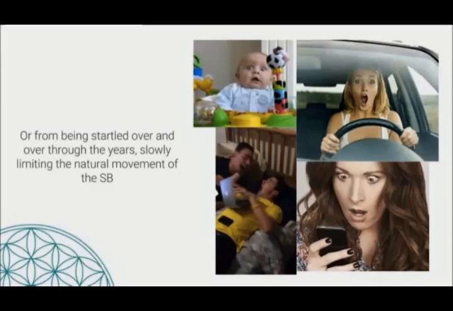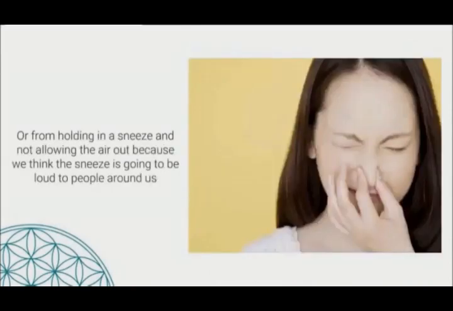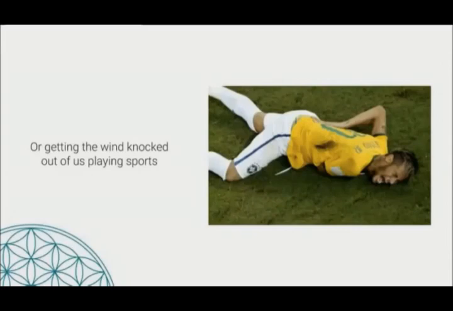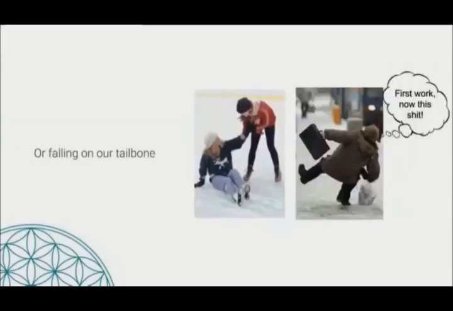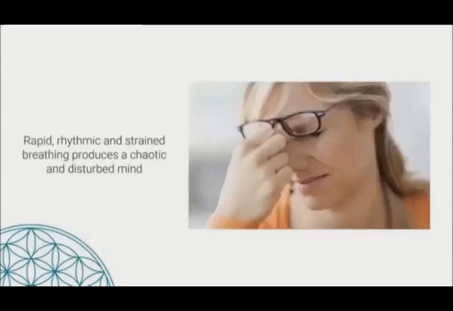It could have been when we were a small child and felt scared and breathed in quickly, or when friends pulled pranks on us, or we got scared, or when we were driving and were shocked by something and quickly hit the brakes and inhaled quickly. Our mind might have influenced our breath when we saw some shocking post on social media or a text message from our friends, or from holding in a sneeze and not allowing the air out because we think the sneeze is going to be loud to the people around us, or getting the wind knocked out of us playing sports, or excessive coughing through the years, or falling on our tailbone, dancing, or going ice skating or rollerblading, or just walking in the snow and hitting a piece of ice and falling. Rapid, rhythmic, and strained breathing produces a chaotic and disturbed mind.